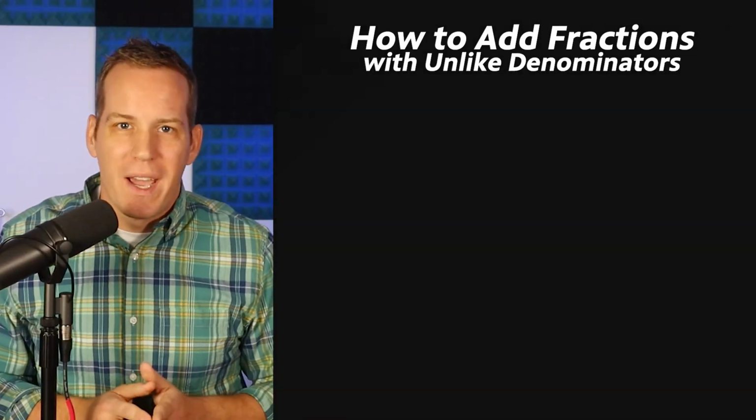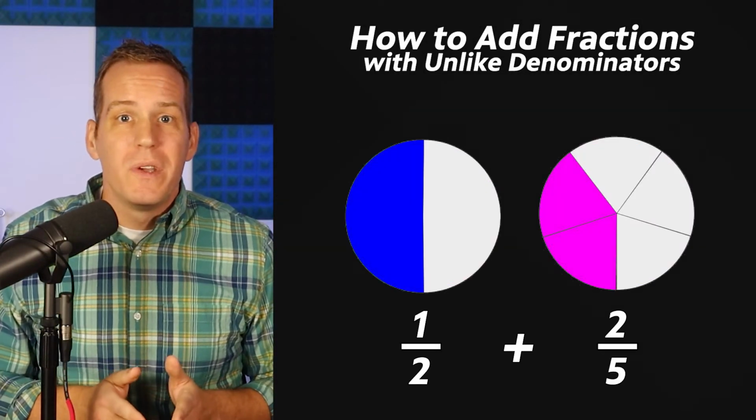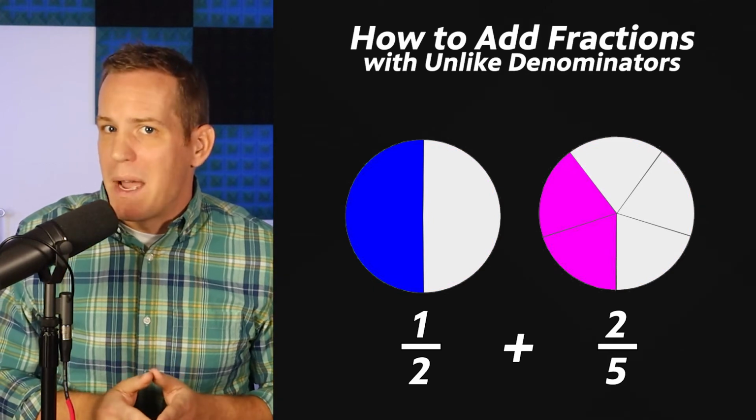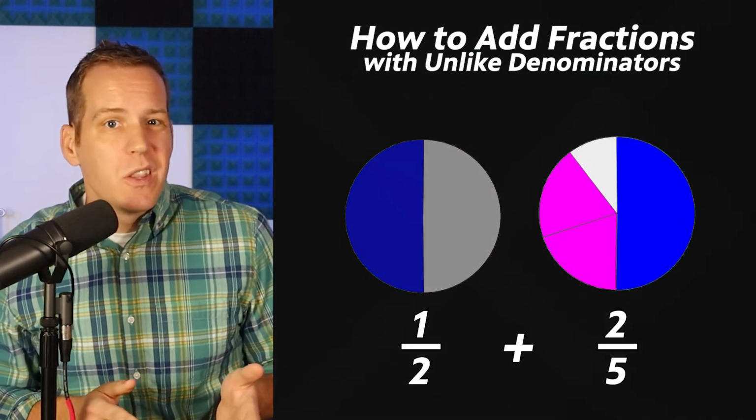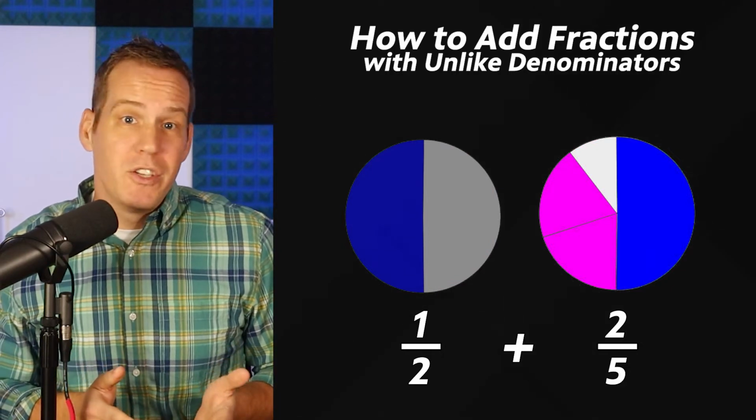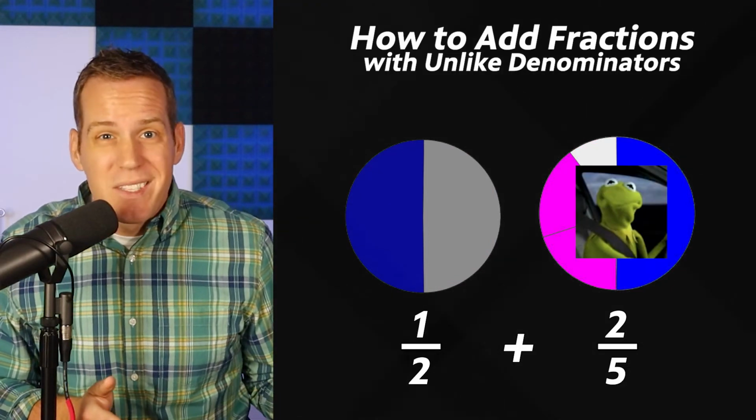Let's take a look at these two fractions. What we're trying to do here is just combine these two amounts. Now, I can do that on this model here, but as you can see, there's no real way to tell what amount I just made. Not like this, at least.